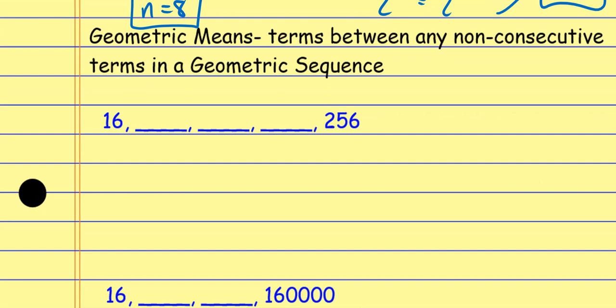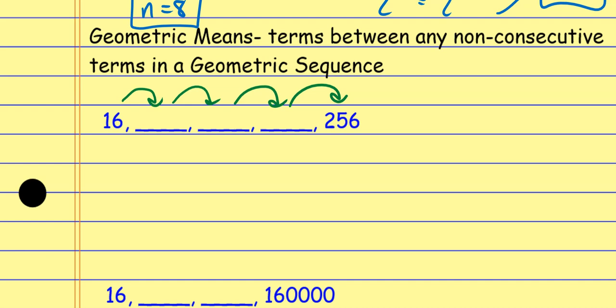Last thing here, let's talk about geometric means. The geometric mean, once again, means when we have non-consecutive values. So I'm missing terms in between here, terms between any non-consecutive terms in a geometric sequence. And once again, to get from one term to the next in a geometric sequence, I simply needed to know, what do I multiply by to get from one term to the next? That's the thing I'm looking for.